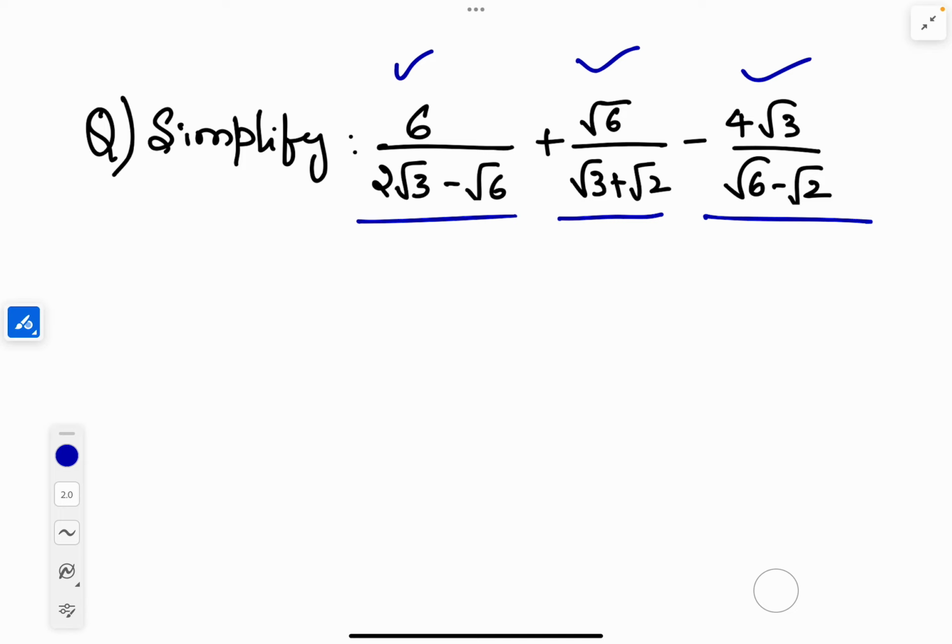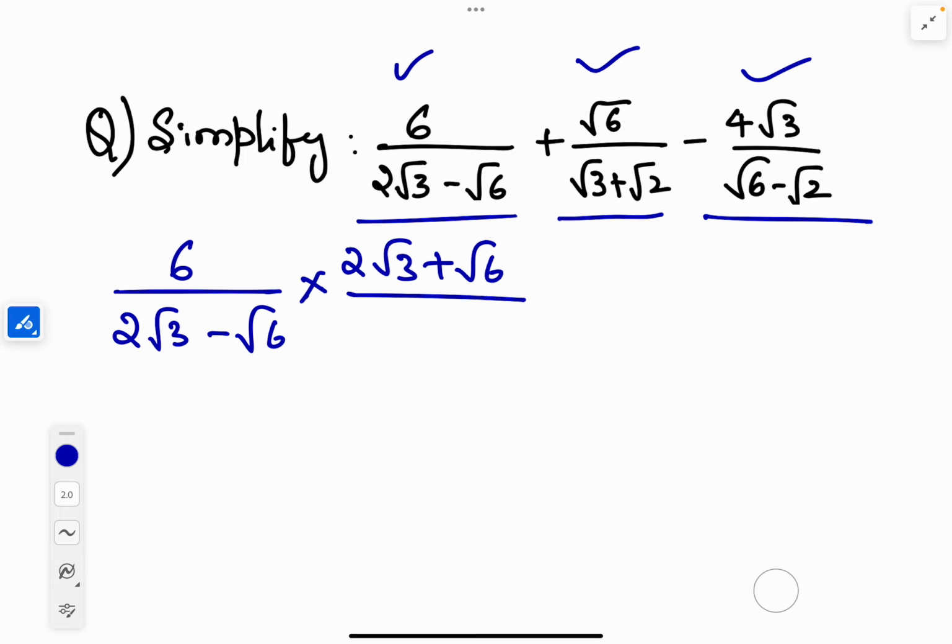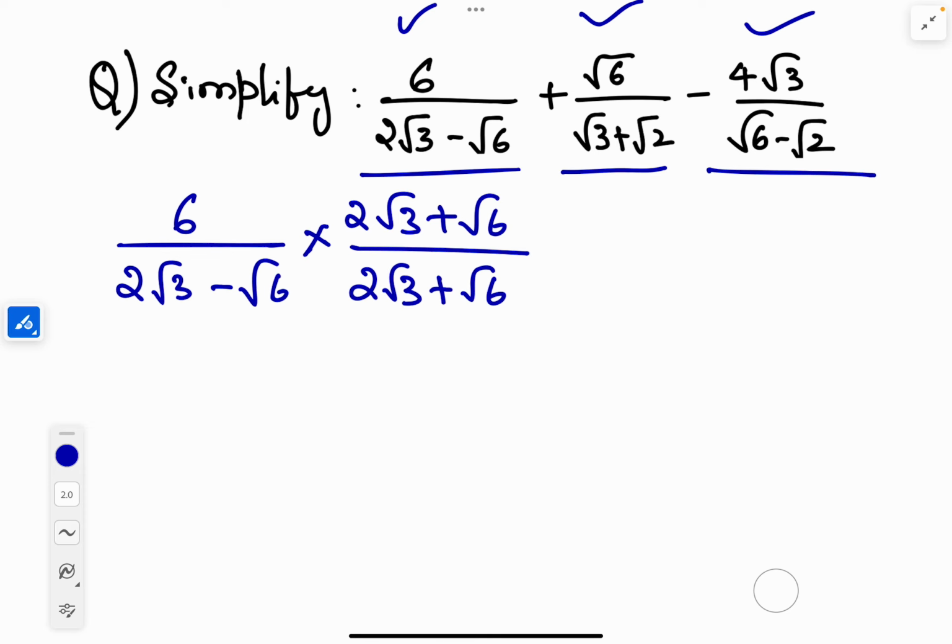Okay? So what is the first term? It is 6 by 2 root 3 minus root 6. So what is the rationalizing factor here? 2 root 3 plus root 6. That you have to multiply and divide. Okay. We have done such type of sums. If you have not seen those videos, go to my channel playlist of class 9 number system and check out the videos.